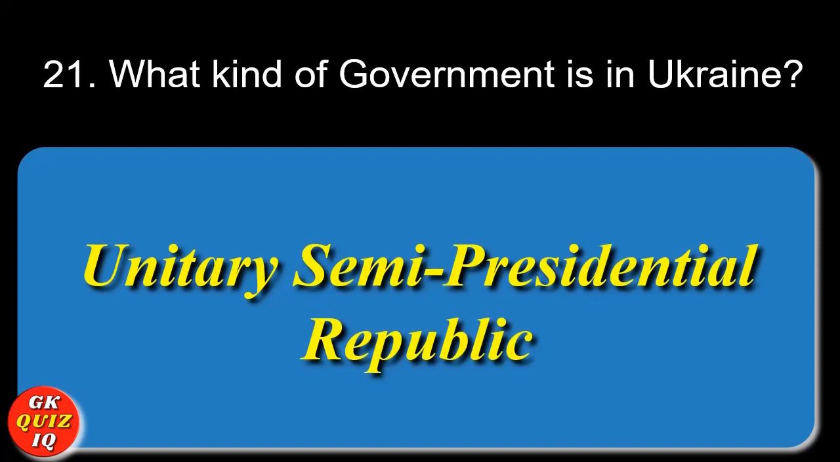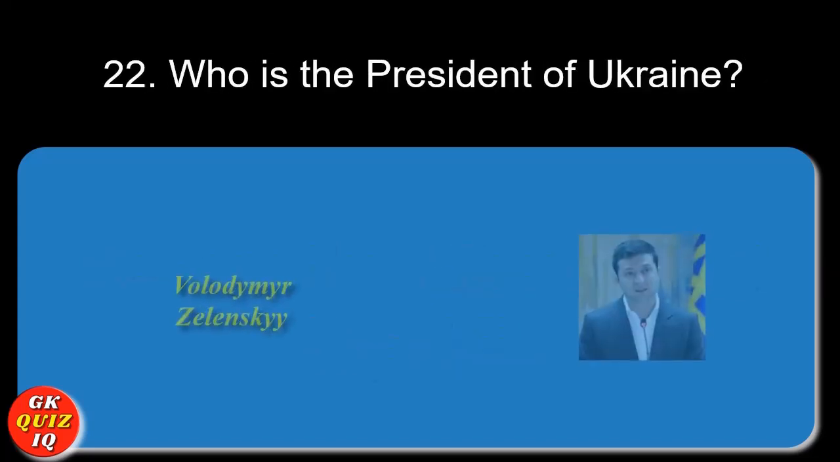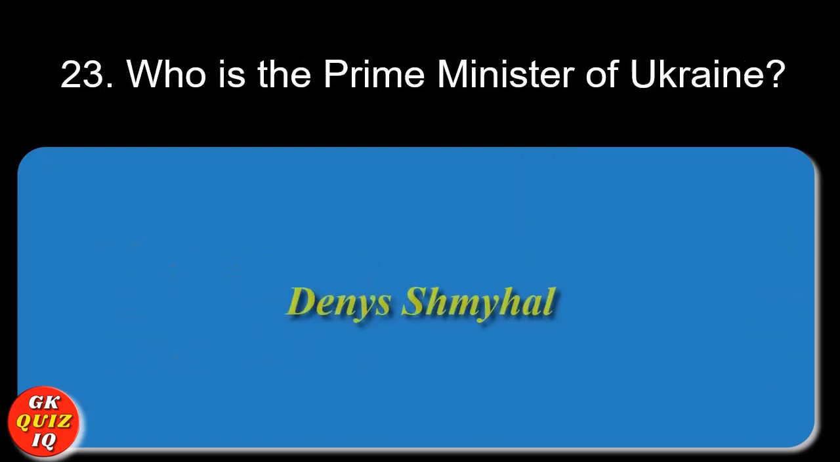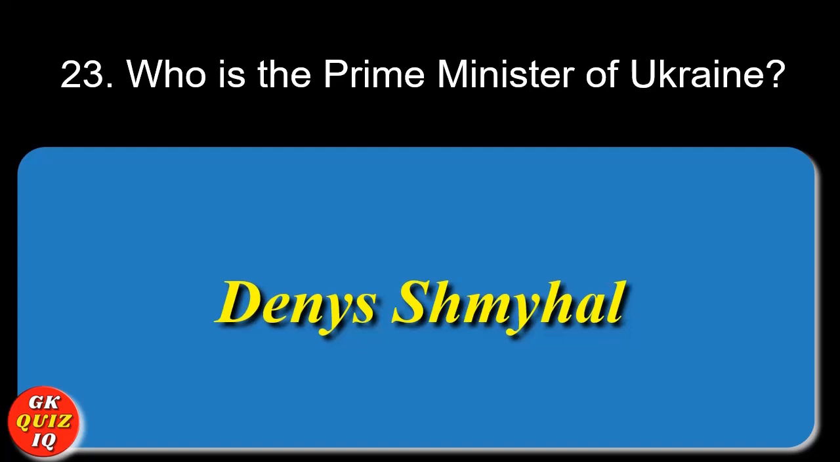What kind of government is in Ukraine? Unitary semi-presidential republic. Who is the president of Ukraine? Volodymyr Zelensky. Who is the Prime Minister of Ukraine? Denis Shmyhal.